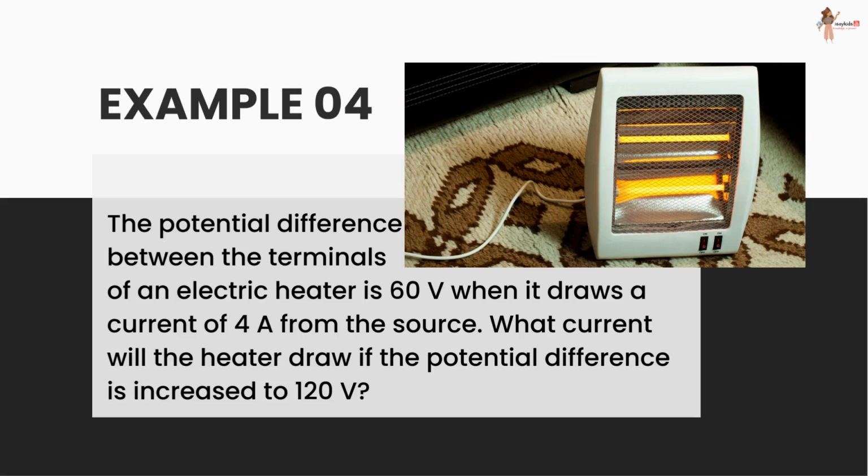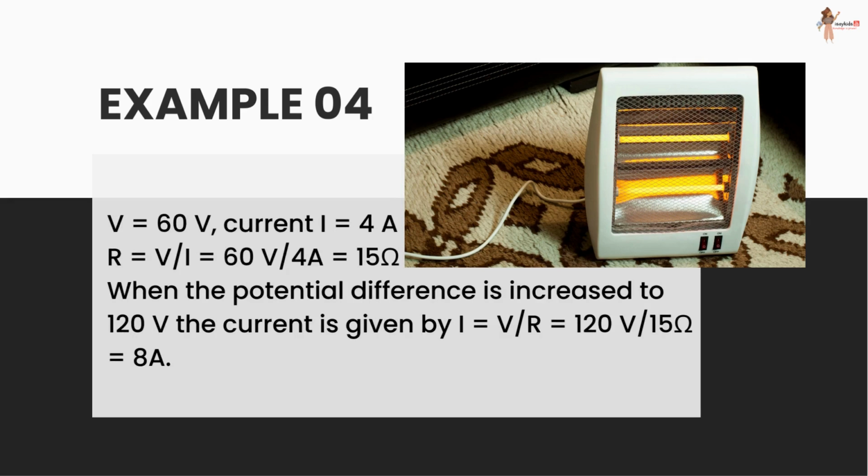The potential difference between the terminals of an electric heater is 60 volt when it draws a current of 4 amperes from the source. What current will the heater draw if the potential difference is increased to 120 volts? We are given that potential difference is 60. According to Ohm's law, R is 60 upon 4, which is 15. When the potential difference is increased to 120, the current would be V upon R, which is 120 upon 15. That is 8 amperes. Thus, the current through the heater becomes 8 amperes.